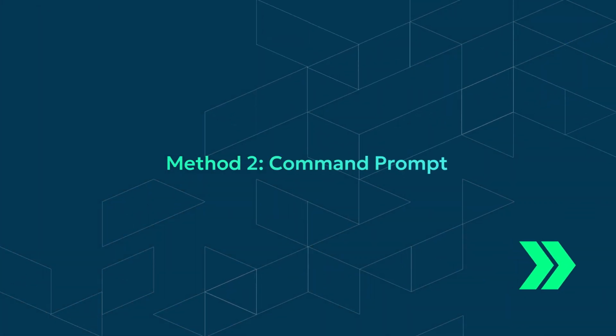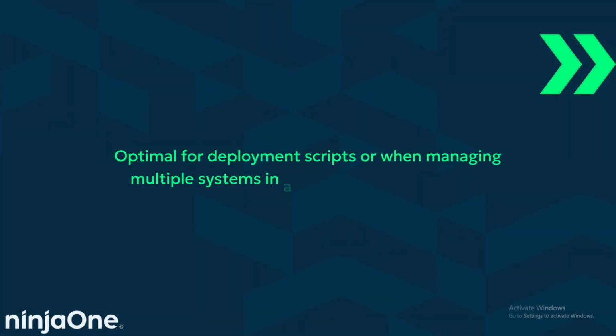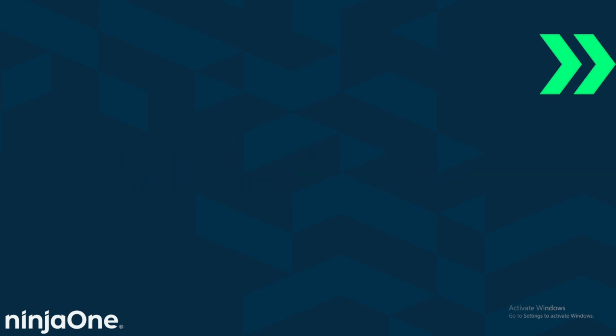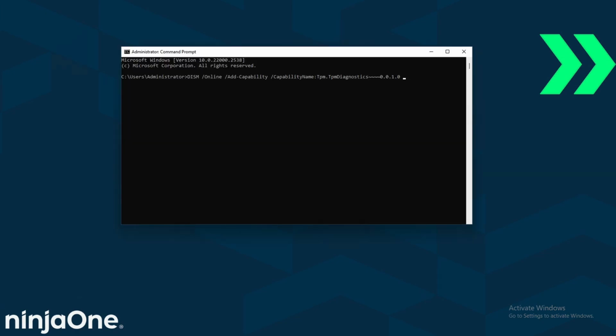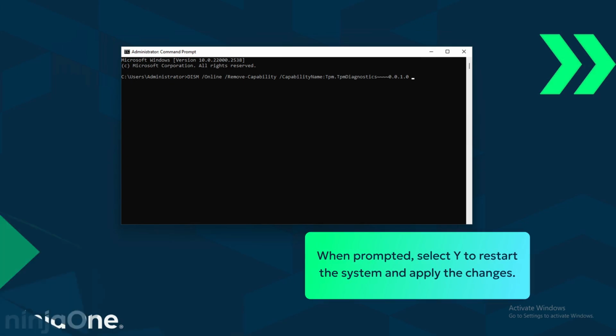Method 2. Command Prompt. This method is optimal for deployment scripts or when managing multiple systems in a CLI-driven environment. Here are the scripts. To install the TPM tool. To uninstall the TPM tool. When prompted, select Y to restart the system and apply the changes.